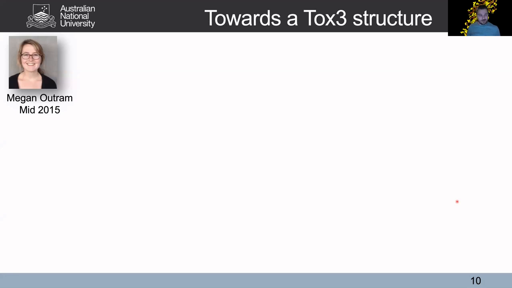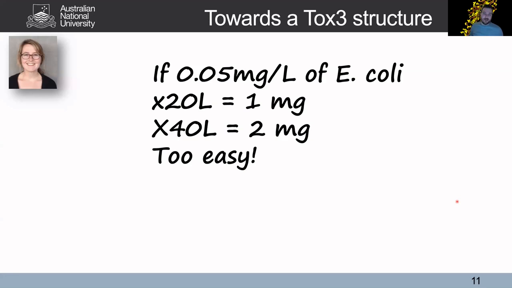So this is back sort of mid-2015. And Megan walked into the lab, and I was still with Bostian, but I was sort of her main supervisor, I guess. And so I came up with what turned out to be a terrible idea. And that was that if we can make a little bit of TOX3 using shuffle E. coli, then Megan should just do 20, maybe even 40 litres, and we would have enough for crystallization. And I have to say, this experiment failed miserably.